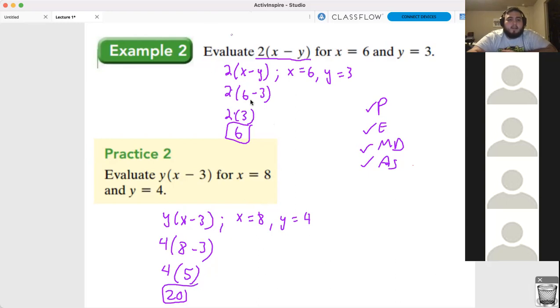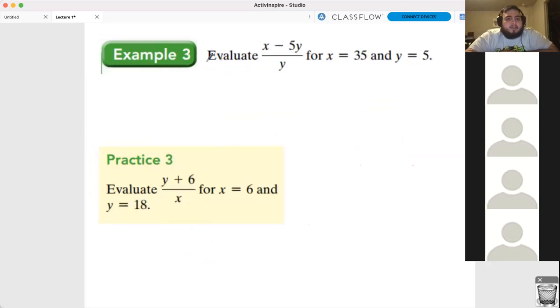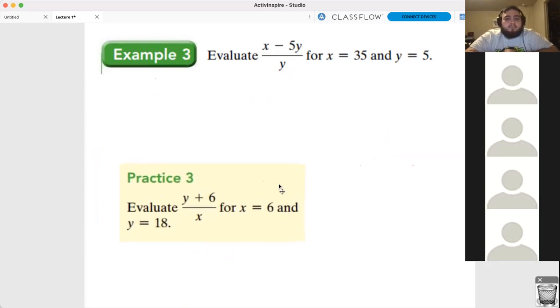Any questions on example 2 before we move on? It's kind of interesting that it's a new topic, but it's very similar to the last lesson, correct? We're doing PEMDAS, which is what we just learned. All right, let's see how it keeps going. For example 3, I'm going to give you a minute to set it up, and then we'll work it out together. And I'll give you some time to do the practice problem.